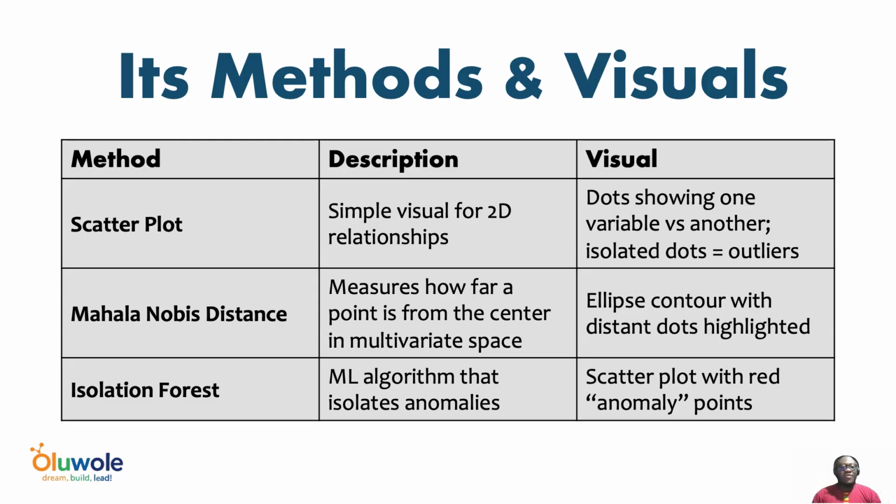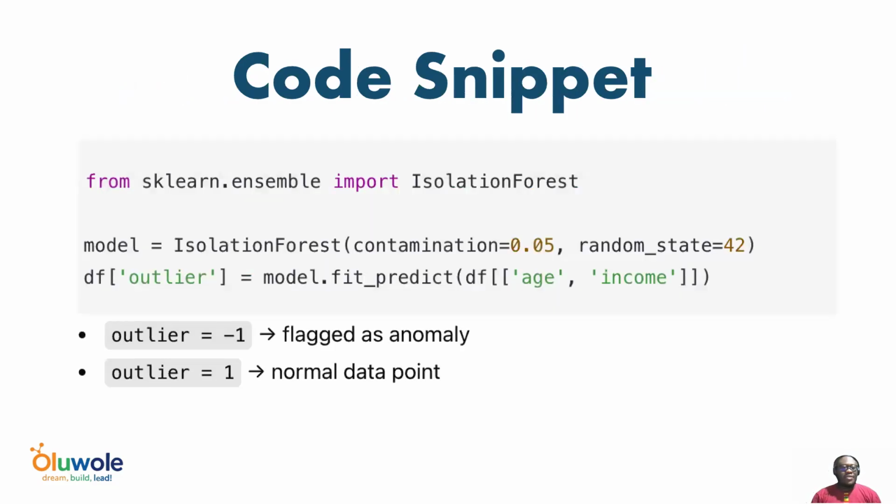And you have what you call the isolation forest, a machine learning algorithm that isolates anomalies. So you can have a scatter plot with red anomaly points. But you need to call these plots, your isolation forest plot, your Mahalanobis distance, or your scatter plot. But most of the time, the scatter plot reveals the outliers. You can see the one I showed you there. It reveals outliers immediately, so most times you don't need to use a Mahalanobis distance or isolation forest.